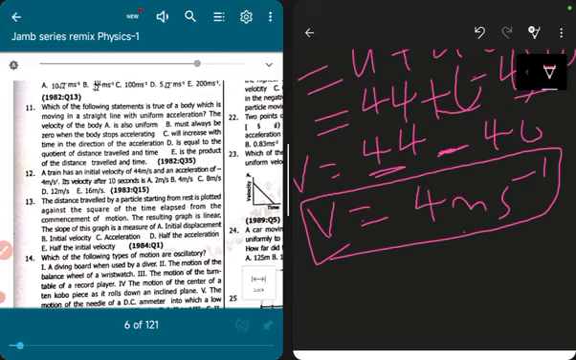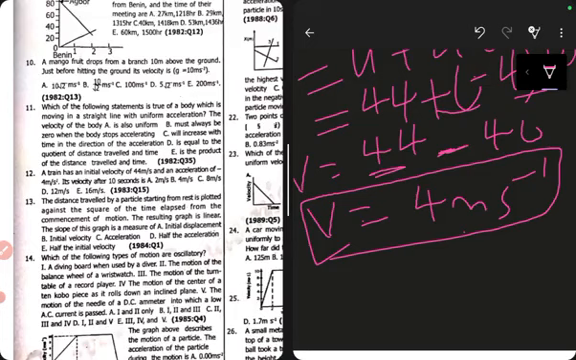So the answer here is 4 meters per second. Sorry, not 4 meters per second squared. It's 4 meters per second because this is just velocity. Now this is just velocity. Okay. Now, which one are we going for?